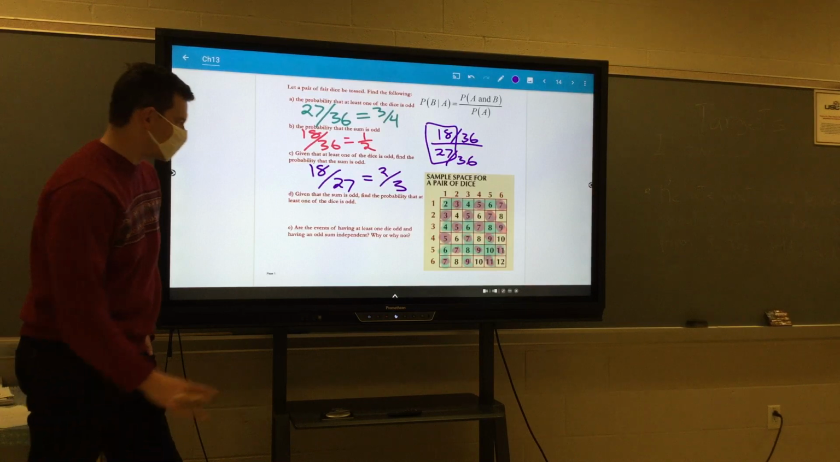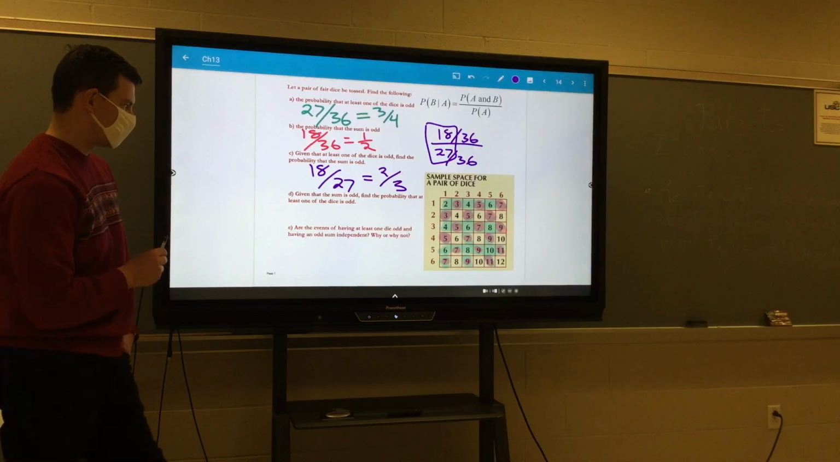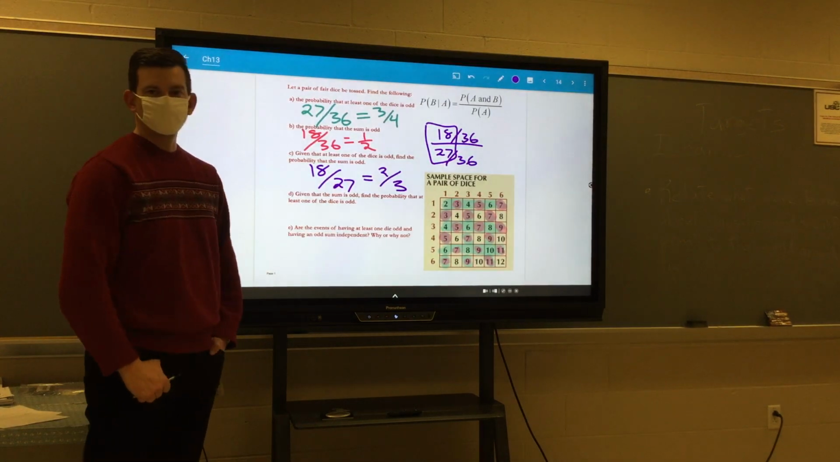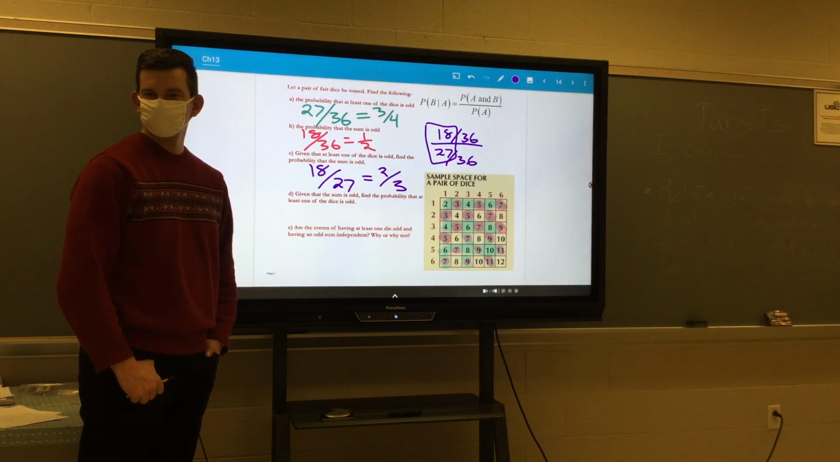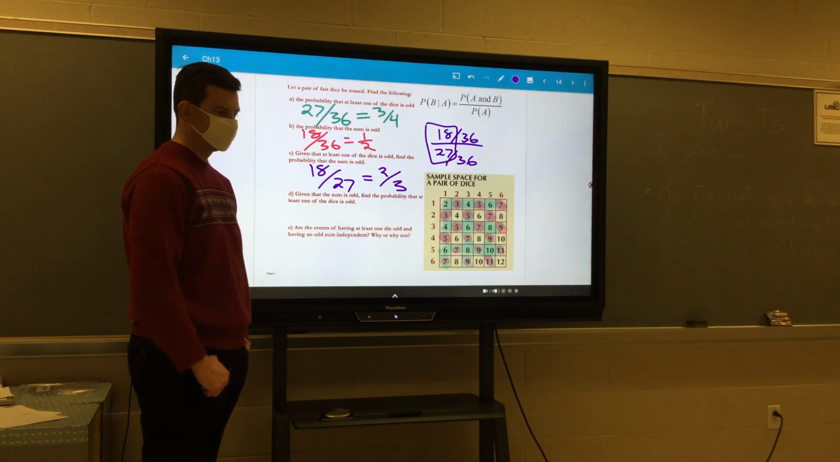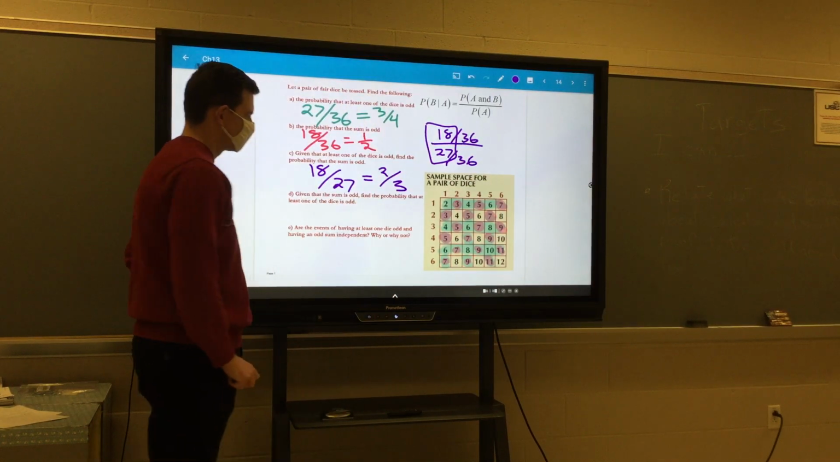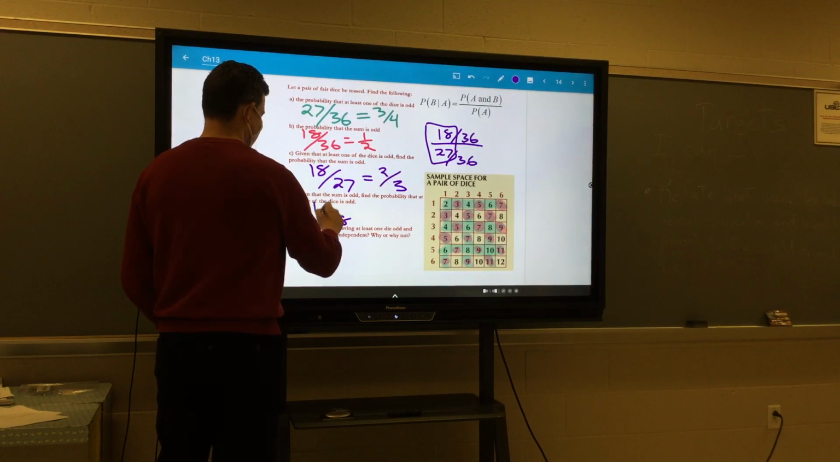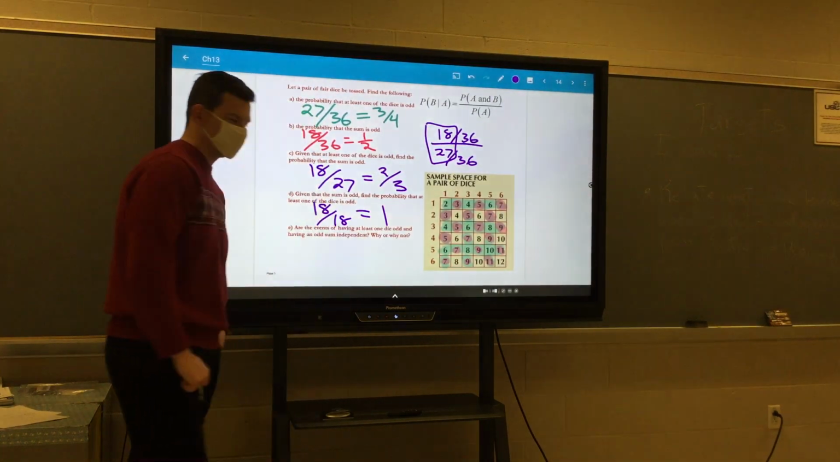Letter D. Given that the sum is odd, find the probability that at least one of the dice is odd. In other words, given that we have a pink block, find the probability that it's also a green block. What's the answer? We had 18 pink blocks. Of those 18 pink blocks, how many were also green? All 18. Every single one of them. 100% chance.